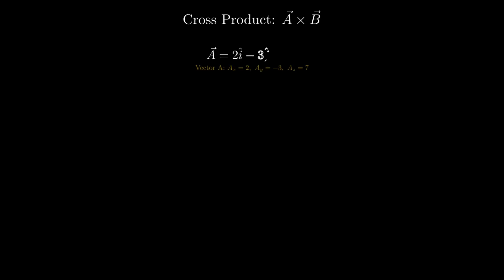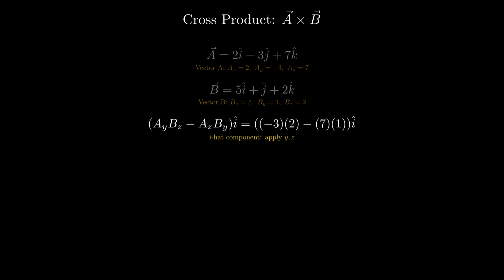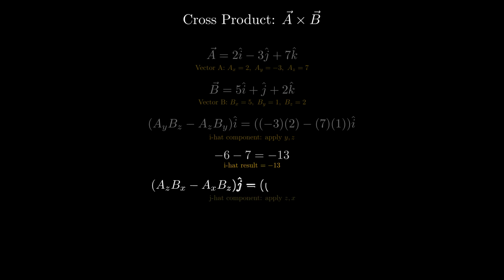Let's compute 1. Vector a equals 2i hat minus 3j hat plus 7k hat. Vector b equals 5i hat plus j hat plus 2k hat. For the i hat component, we take a sub y times b sub z minus a sub z times b sub y, which is negative 3 times 2 minus 7 times 1. That gives negative 6 minus 7, which equals negative 13.